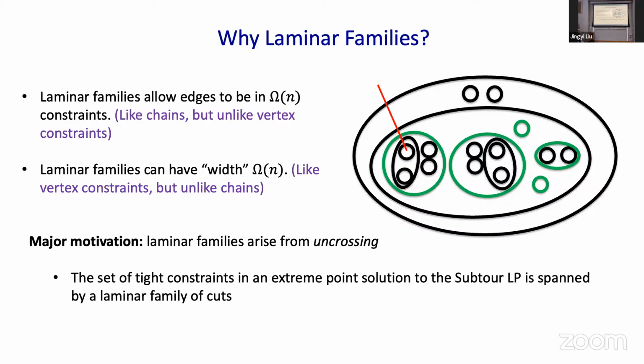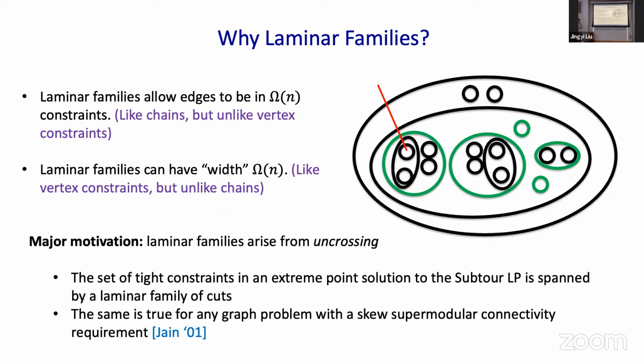So for example, if you look at the set of tight constraints in an extreme point solution to the subtour linear program for TSP, this is spanned by some laminar family of constraints. And you can generalize this to many graph problems. So these are objects that arise often when we're studying optimization problems over graphs. And so it's good to know how to deal with them.